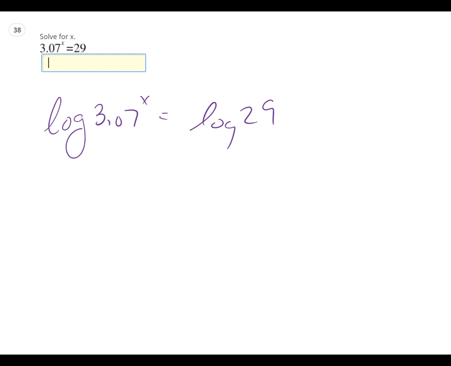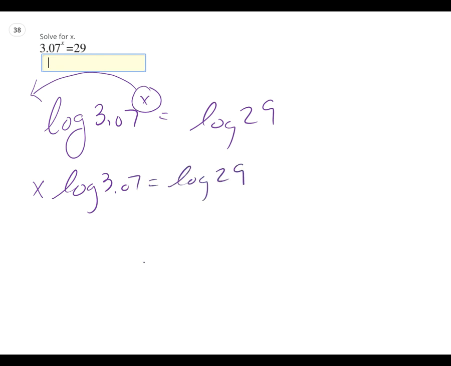Remember, logs are really powerful. Their power comes from being able to take, when I take the log of both sides, that exponent's allowed to travel out front. Logs are the only way to solve for a variable in the exponent, unless the bases are the same, then we can do it another way. That's really the only way, especially with decimals like that. So now I've got x log of 3.07 equals log of 29.